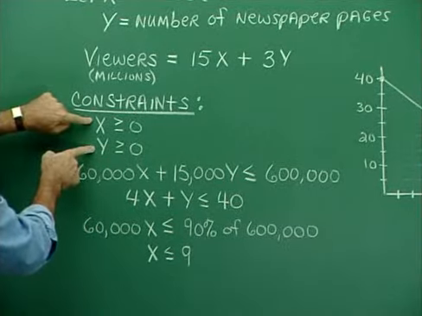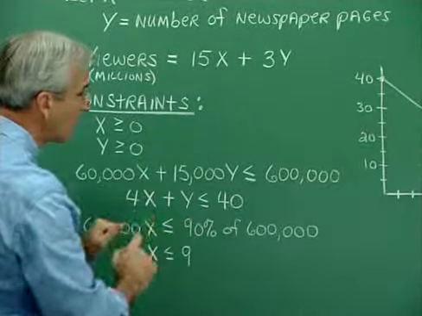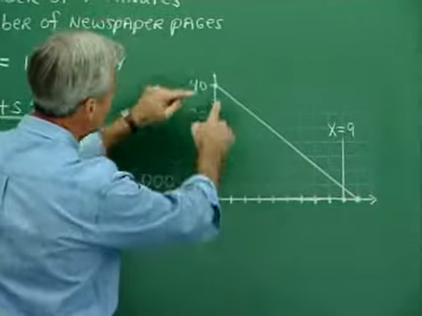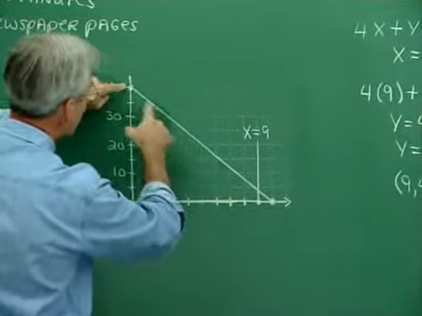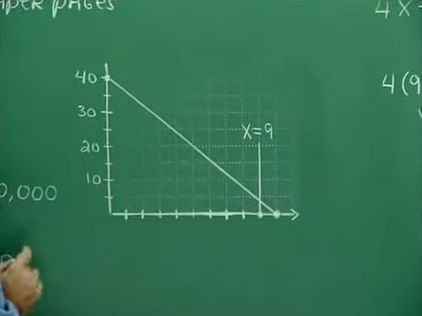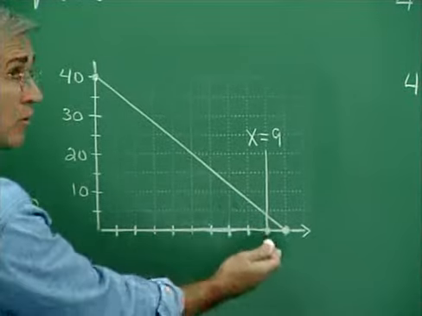Now, these two constraints tell us we're in the first quadrant, and we write the equations related to these inequalities, and we get these graphs. Let's see, now this is the graph associated with 4x + y ≤ 40. So this is the line 4x + y = 40.